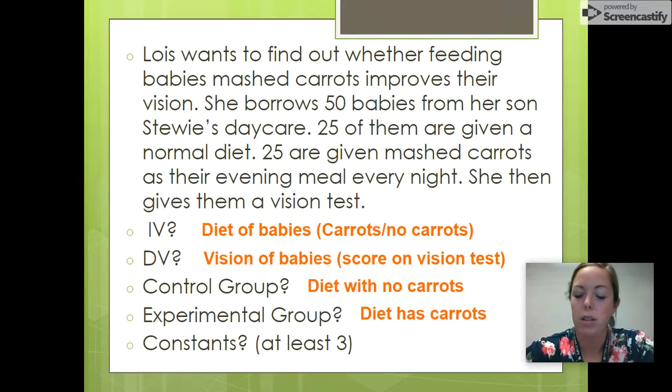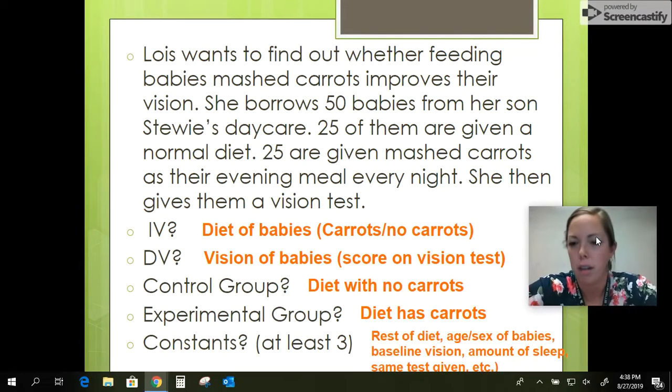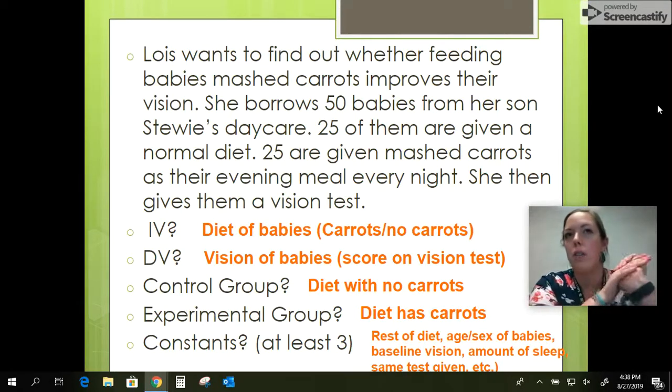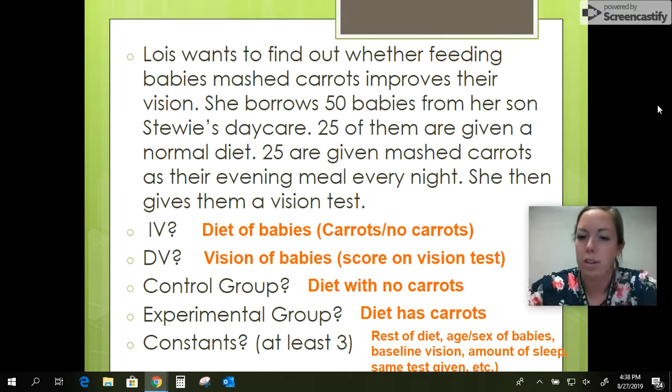And then the constants, these are the things that are going to stay the same for the experiment. The rest of the diet, everything they eat, has to be the same. The age and the sex of the babies has to be the same. Their baseline vision has to be the same. If they're different at the beginning, then there's no point in doing this experiment. The amount of sleep they get, and they have to be given the same test. I'm sure you can think of other examples, but those are just a few that I came up with.